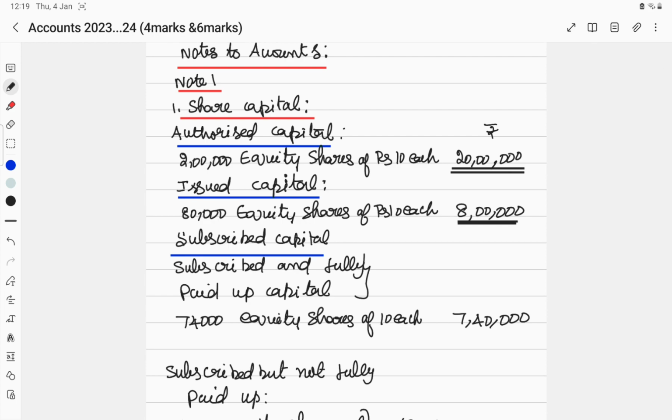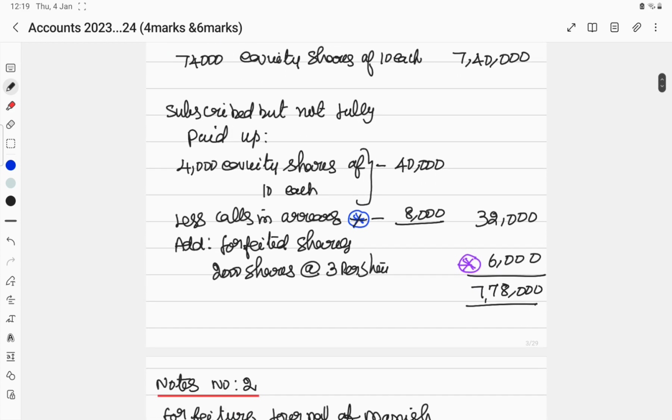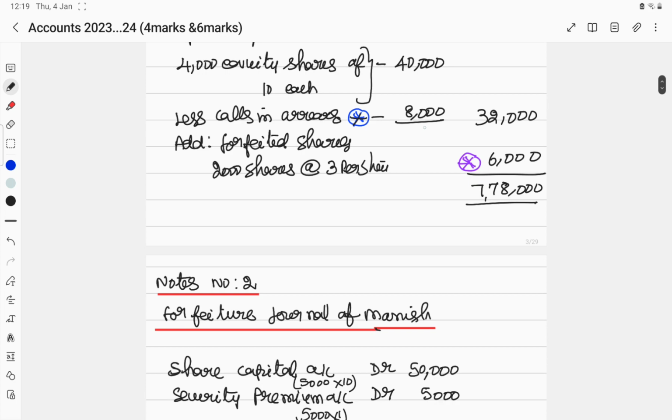Note number 1, share capital. Authorized capital 2 lakh equity shares of 10 each, 20 lakhs. Issued capital 80,000 equity shares of 10 each, 8 lakhs. Subscribed capital: subscribed and fully paid up 74,000 equity shares of 10 each, 7,40,000. Subscribed but not fully paid up 4,000 equity shares of 10 each, 40,000. Less calls in arrear 8,000, therefore 32,000. Add forfeiture of 2,000 shares at 3 per share, 6,000. Total 7,78,000 share capital.